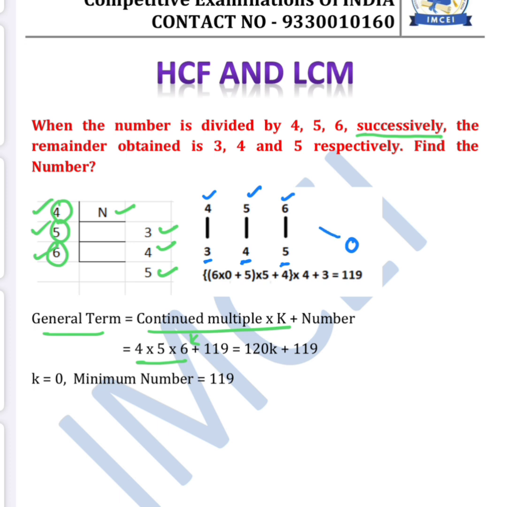Now multiply the numbers diagonally and add the numbers vertically. 6 into 0 is 0 plus 5 is 5. 5 into 5 is 25 plus 4 is 29. 29 into 4 is 116 plus 3 is 119. So the general term is coming 120k plus 119. If I put k equals to 0, we get the first number, which is 119.